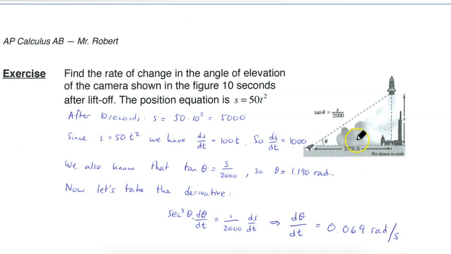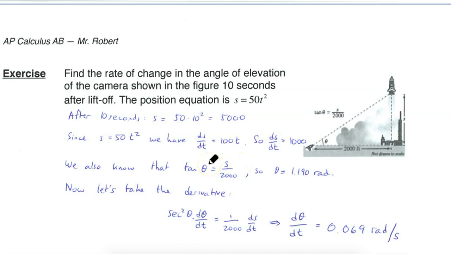So we need to find a relationship between theta and s. This is an s. And a good one to choose is tan theta equals, its tan equals opposite over adjacent, so s over 2000. We also know that tangent theta is s over 2000. So we can calculate theta. It gives us the information that theta is 1.190 radian, and we can also take the derivative of tan theta equals s over 2000. What is it?